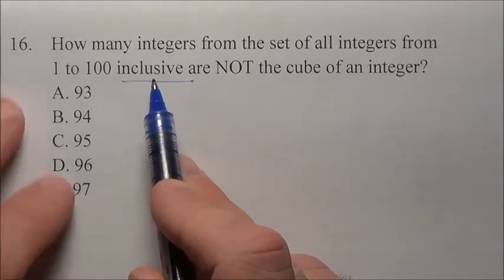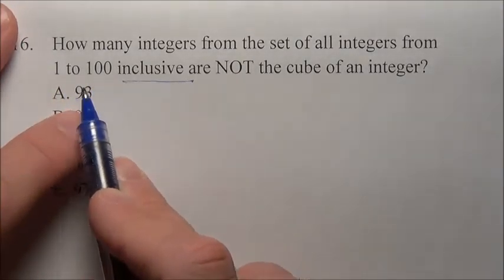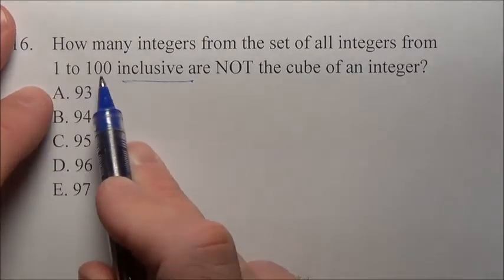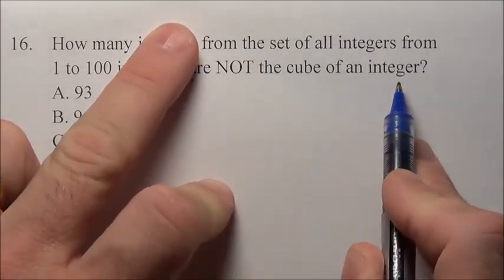What do we mean by inclusive? That means it includes 1 and it includes 100. In other words, it doesn't start right after 1 and then stop right before 100. It's including those two numbers as part of it. Are not the cube of an integer.